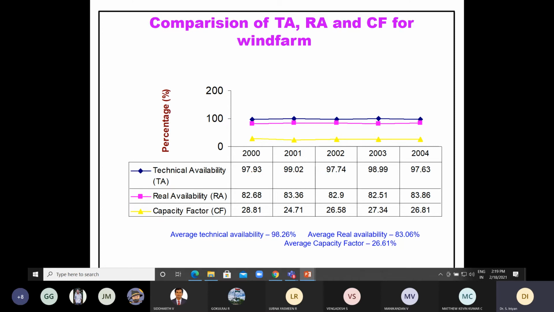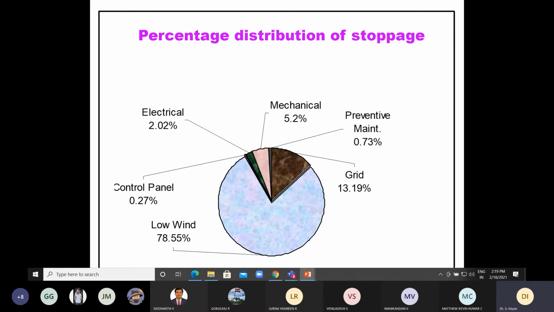And the average capacity factor comes around 26.61%. So the technical availability will be a higher percent, and the average capacity factor will be a low percent, which is 26.61%, right? And here are the percentage distributions of the stoppage.